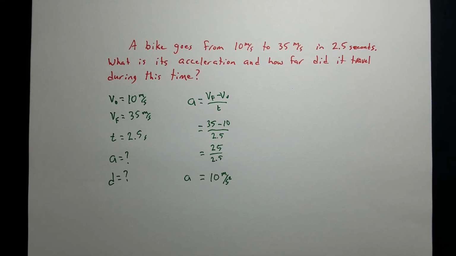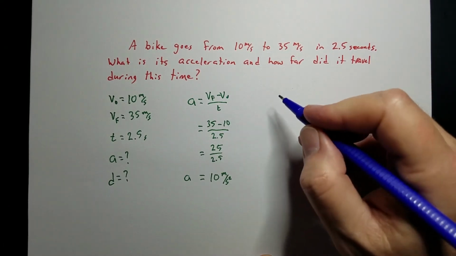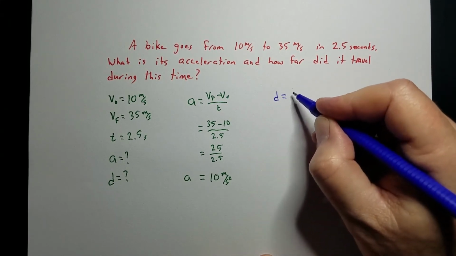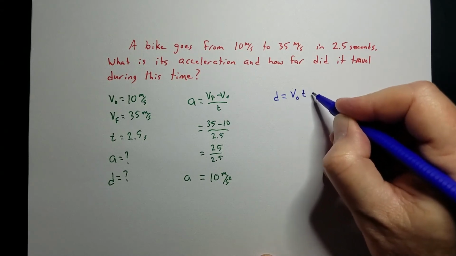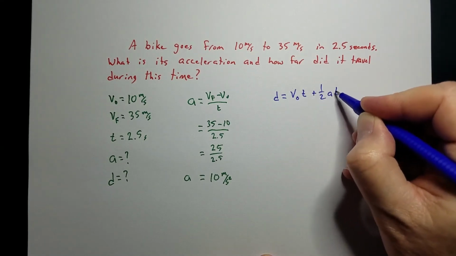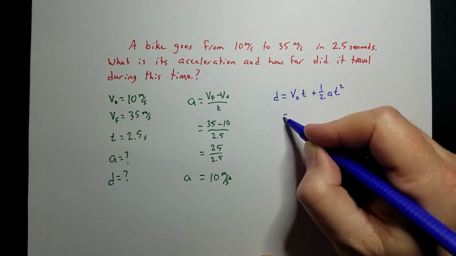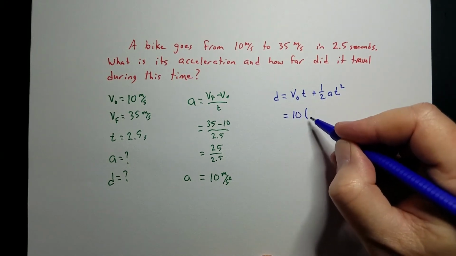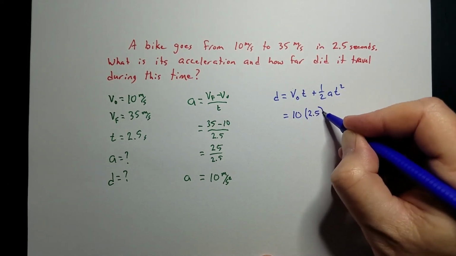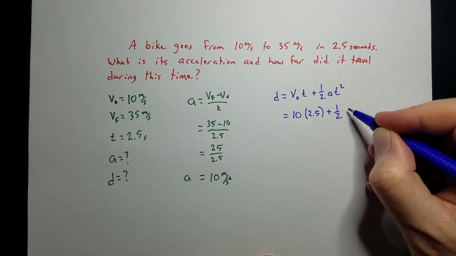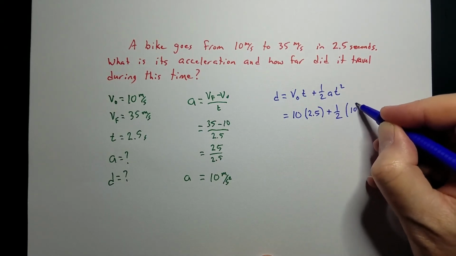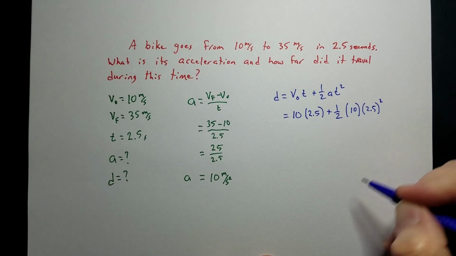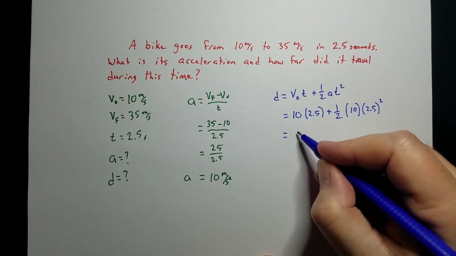Well, it is accelerating, so because it's accelerating, we can't just use v equals d over t. We need to actually use the distance while accelerating formula. So v0t plus 1/2 at squared. Distance is what we're looking for. Original velocity is 10. That's why it's handy to make that list. Time is 2.5 seconds plus 1/2. Acceleration is 10 times 2.5 seconds squared. So we just work through the math again.